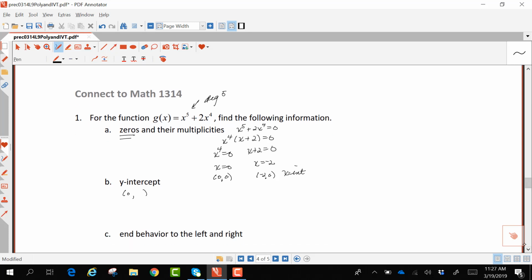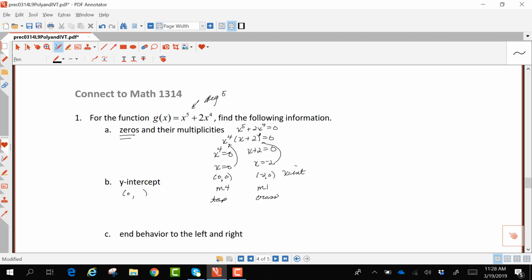Now the multiplicity is based on the power in the factored form. So when x is 0, it is coming from my x to the fourth term, which is a multiplicity of 4. The x value of negative 2 is coming from the x plus 2 term, which is to the power of 1, which represents a multiplicity of 1. Multiplicity of 4 means that the behavior at that x-intercept will be tapping that x-intercept. A multiplicity of 1 means at that x-intercept negative 2, 0, I will cross.